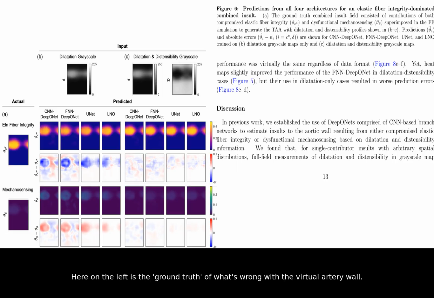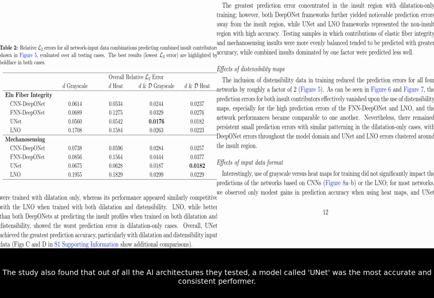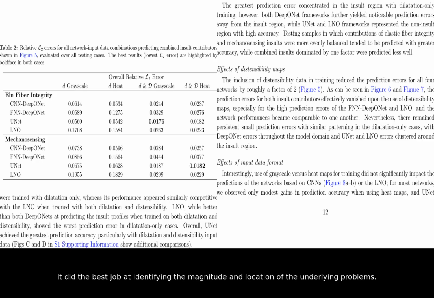Let's look at an example. Here on the left is the ground truth of what's wrong with the virtual artery wall. The AI's prediction using only shape data is in the middle column. It's decent but flawed. But on the right, when the AI was also given the stretchiness data, its prediction is nearly a perfect match. The study also found that out of all the AI architectures they tested, a model called UNet was the most accurate and consistent performer. It did the best job at identifying the magnitude and location of the underlying problems.